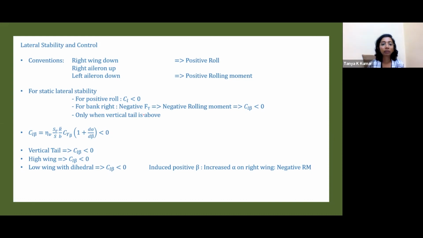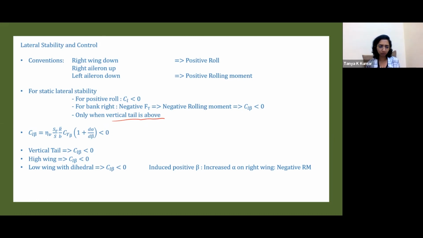So we saw that a positive beta introduces a negative Fy, and since the vertical tail is above the fuselage, this contributes towards a negative rolling moment. So that is one of the reasons why this vertical tail is placed above. If it's below, it would contribute towards a positive rolling moment and there would be no restoring component.